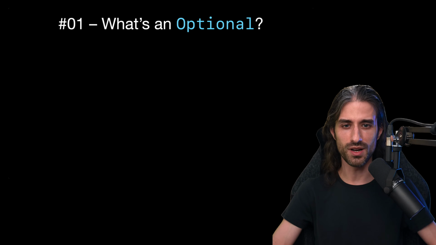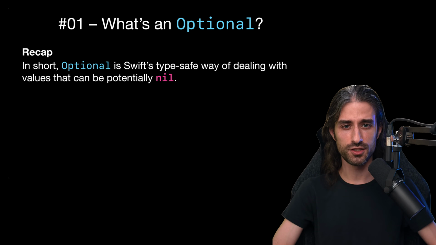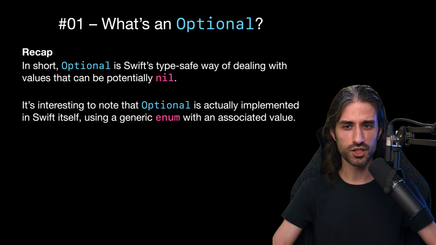Now let's move on to the last part of our framework, the recap. Here the recap is pretty straightforward. We can just state that optional is Swift's type-safe mechanism to deal with potentially nil values. And don't forget that the recap is also a great time to share any extra knowledge that you have on the topic. For instance, here you can share the fact that optional is actually implemented in Swift itself.